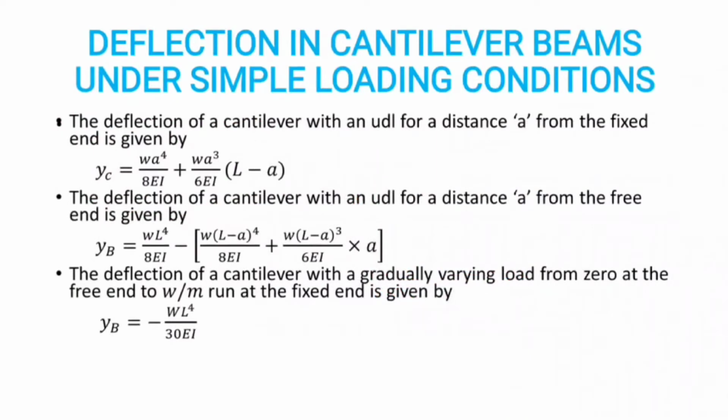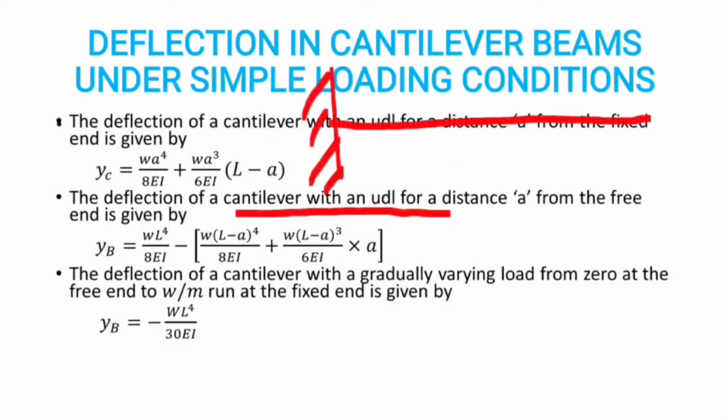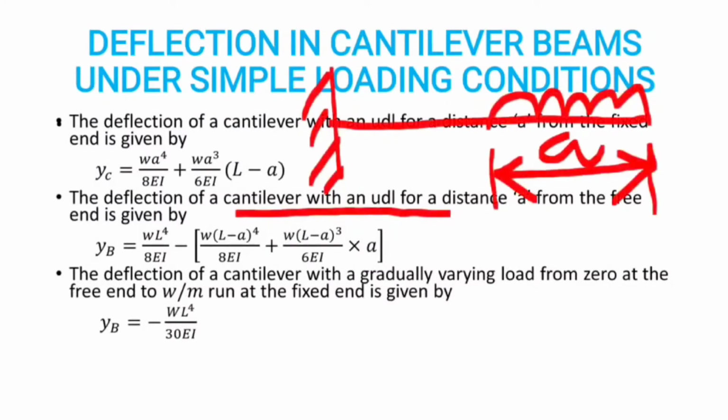Next case is the deflection of cantilever with a UDL a distance from the free edge. That is, this is the cantilever beam. This is A from the free edge. Then the deflection value will be Yb = WL^4/8EI - W(L - A)^4/8EI + W(L - A)^3/6EI times A.